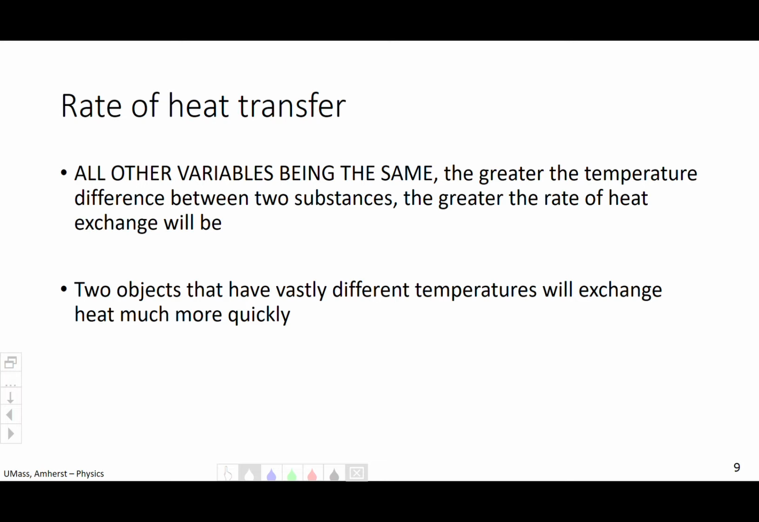We can kind of see this in that a very, very hot bowl of soup cools off from boiling hot to palatable relatively quickly, and then it takes longer for it to go from a decent eatable temperature down to room temperature. So the greater the difference, the faster it's going to be.